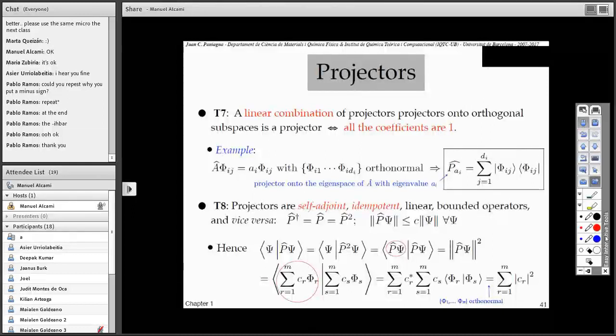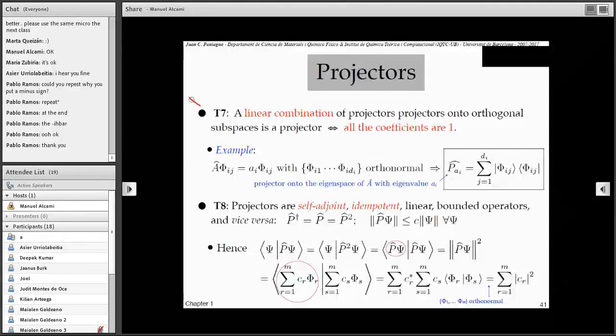Some properties, a linear combination. A linear combination of projectors onto orthogonal subspaces is a projector if and only if all the coefficients are one.